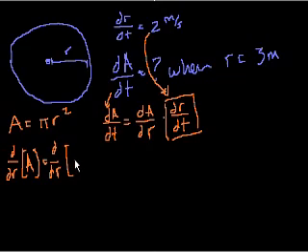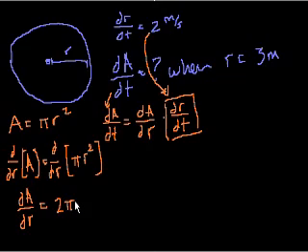pi r squared. So we get dA/dr is equal to, what's the derivative with respect to r here? Well, that's easy. Just 2 times pi r to the 1. So we'll just leave it there.